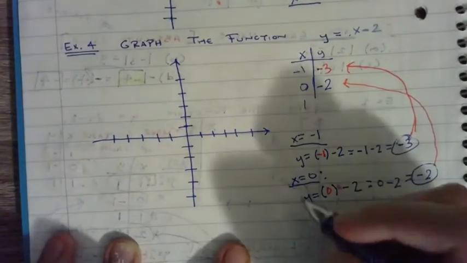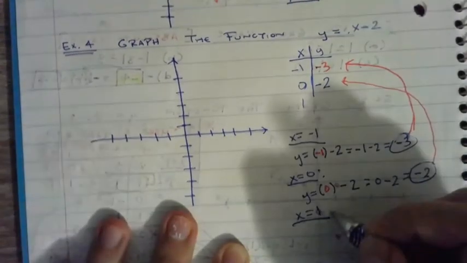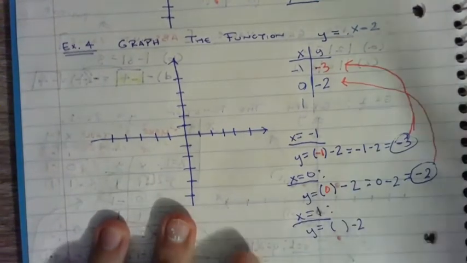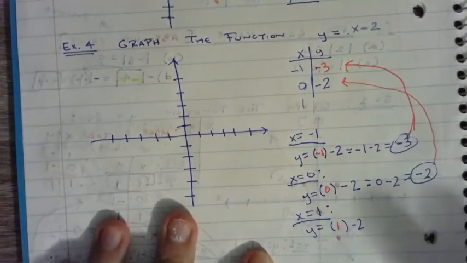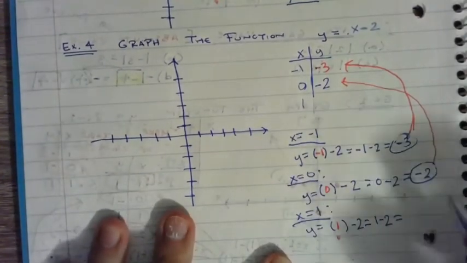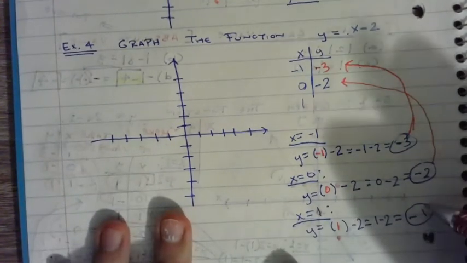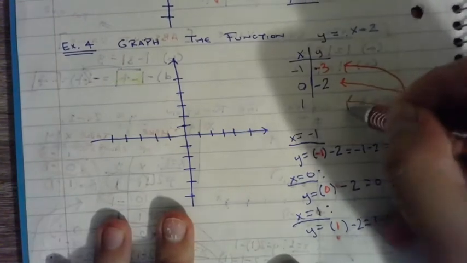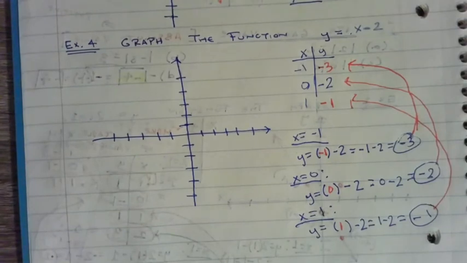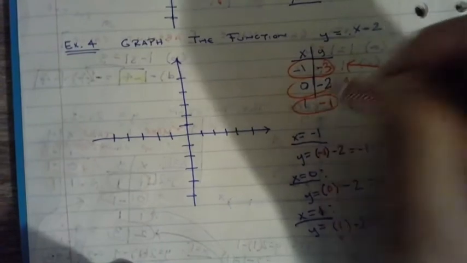And then the last value, we have to plug in x equals 1. Okay, so we put y equals parentheses minus 2. So we have to plug in a 1. And then that gives you 1 minus 2, which shall give you -1. Okay, and then that goes right there, and then you put -1. And then from there, we have our 3 points. And now we can plot them.